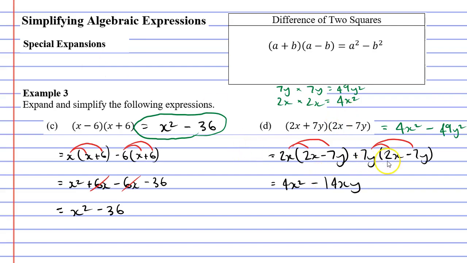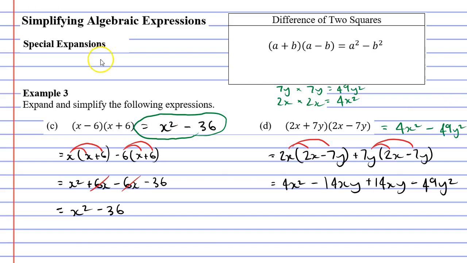Next I'm going to go 7y times 2x, and these are both positive. 7 times 2 is 14, so plus 14, and I had a y and an x, so I'm going to write xy. And finally, positive 7y times negative 7y. We've got a positive and a negative, so it's going to come out with a minus sign. 7 times 7 is 49. And then y times y is y squared.